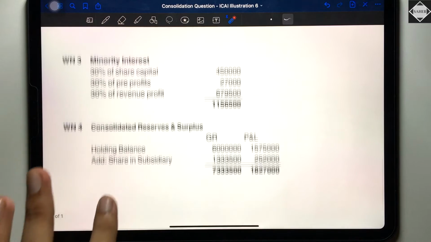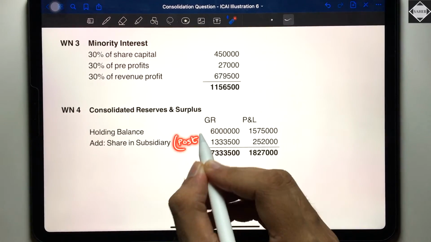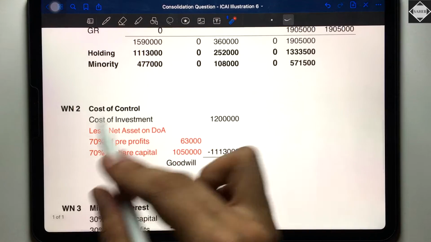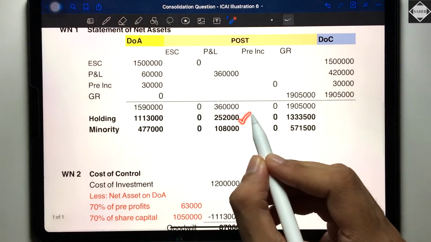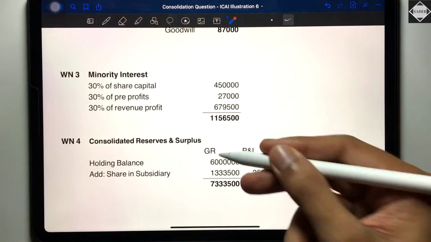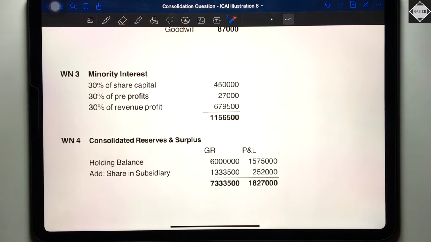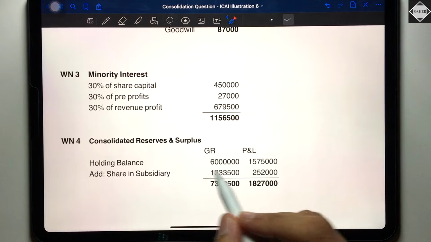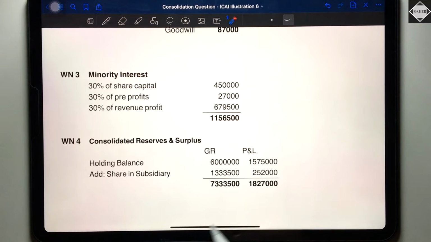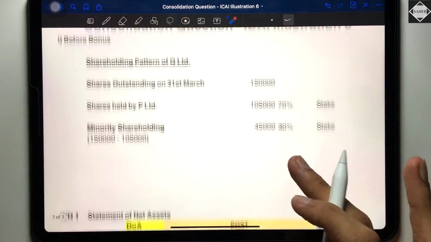To that you have to add the holding share in subsidiary company, but only post. Understand, only post, not pre. Pre is already considered over here. You have to just take this 2 lakh 52 and 13 lakh 33,500. P&L to P&L and GR to GR. Both the GR you have to consolidate and both the P&L you have to consolidate, of the post column only. So if you just add up these two, you will get 73 lakh 33,500, and here 18 lakh 27,000. So that's the case 1. Really simple and straightforward. There was nothing over here.